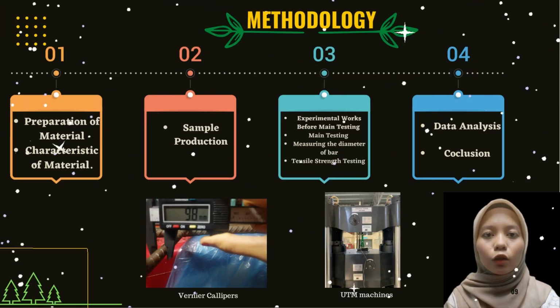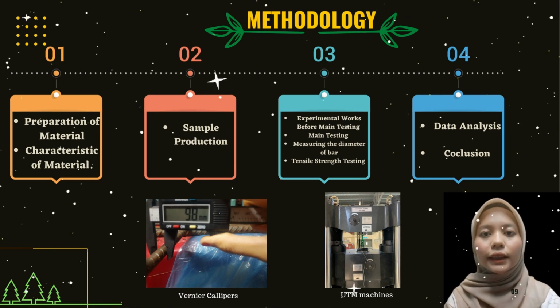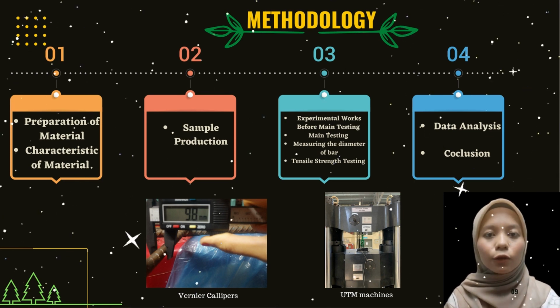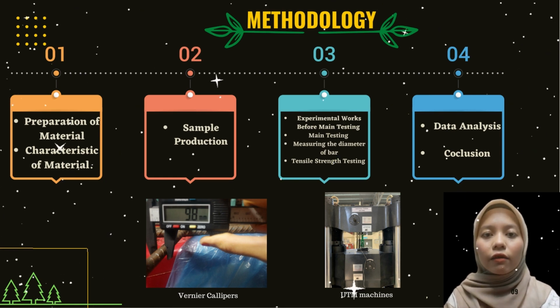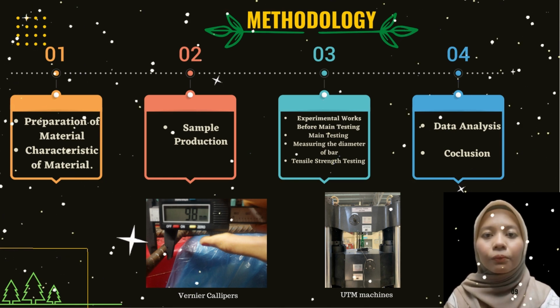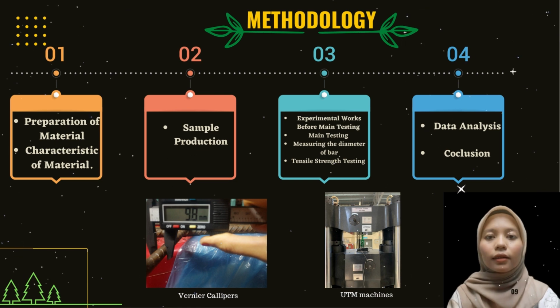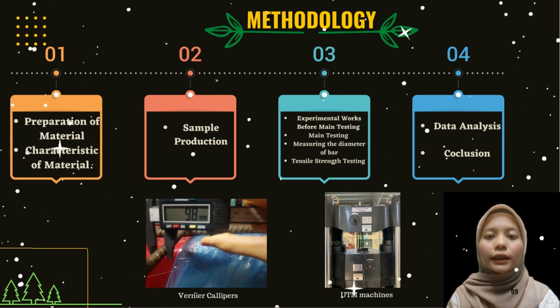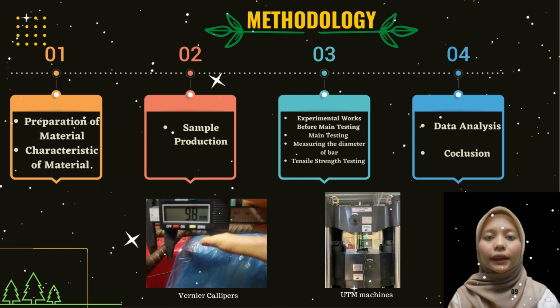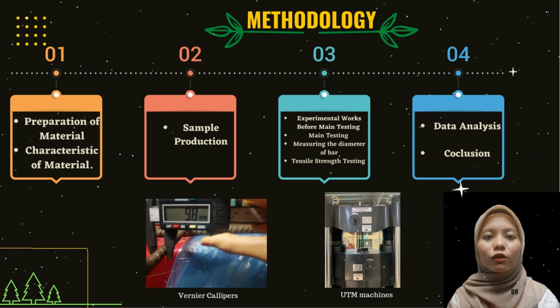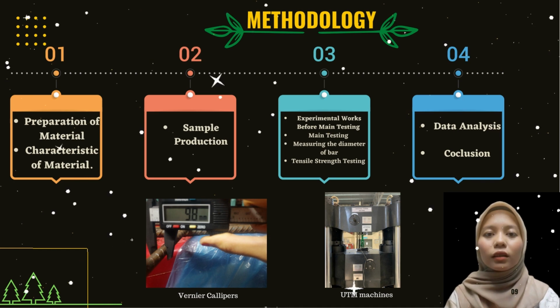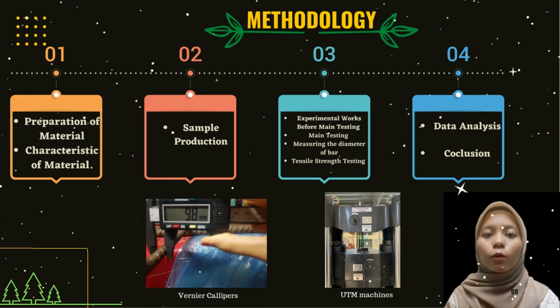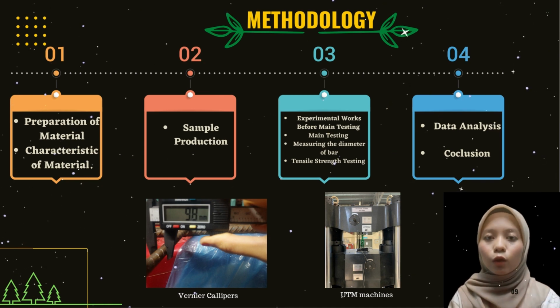For this methodology, it has 4 phases that make the objective successful. Firstly, material preparation and characteristics of the material. The reinforcement bar that will be used for testing must follow the ASTM A370 standard specification. The water that is being used is tap water, river water and rainwater.